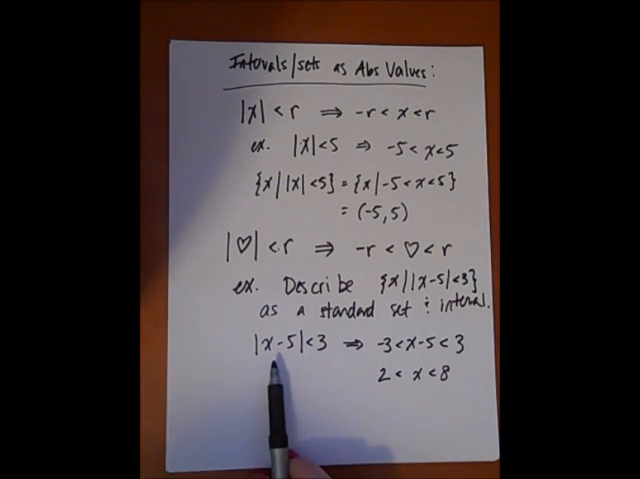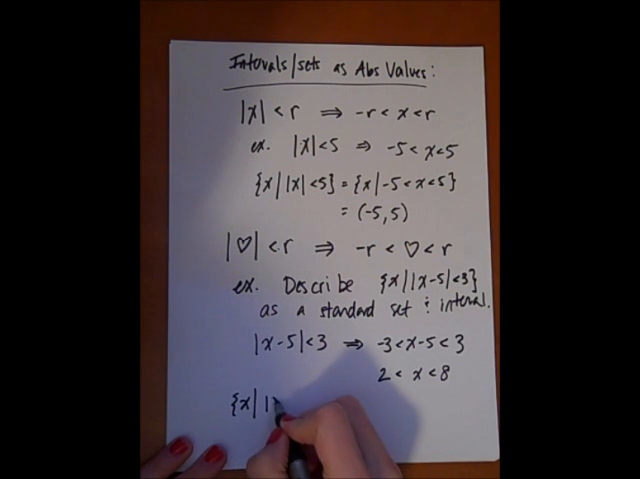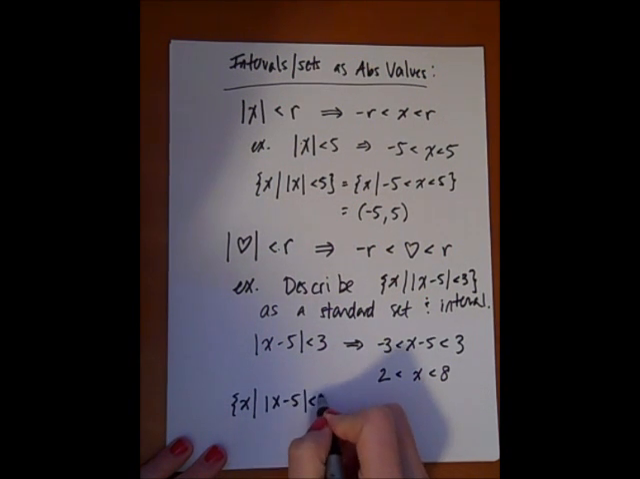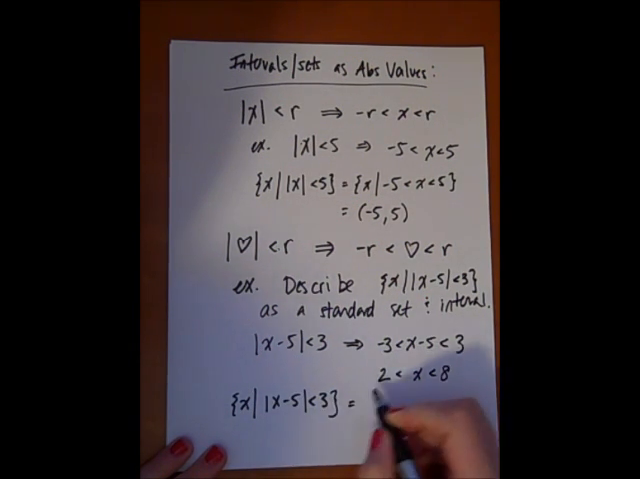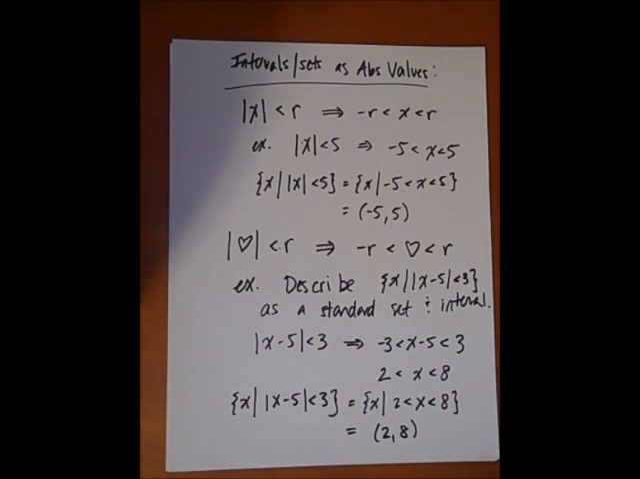So this says that saying the absolute value of x minus 5 is less than 3 is the same thing as saying x is between 2 and 8, which tells me that the set of all x such that the absolute value of x minus 5 is less than 3 is the same thing as the set of all x such that 2 is less than x, which is less than 8, which is the same as the interval from 2 to 8. So that's how this works.